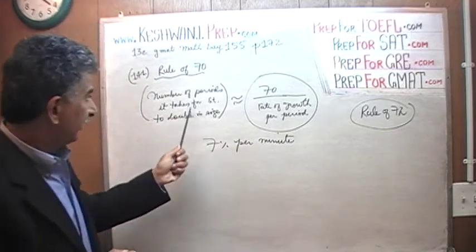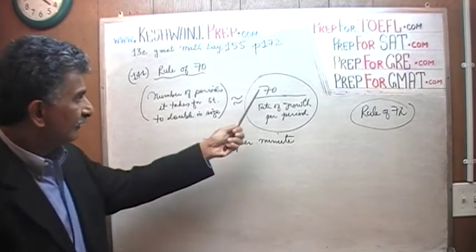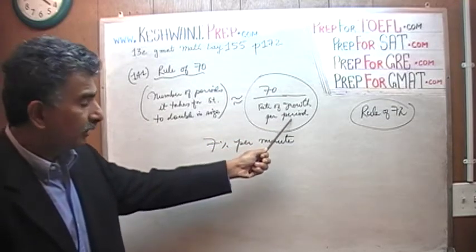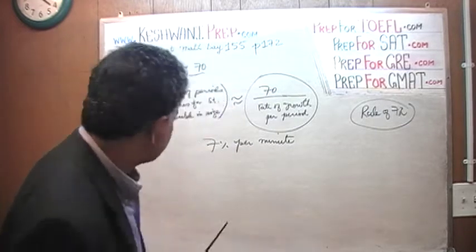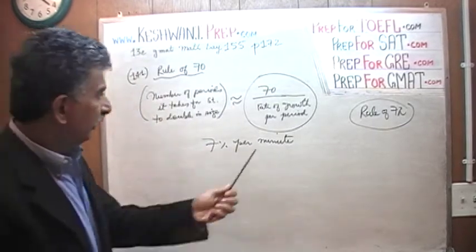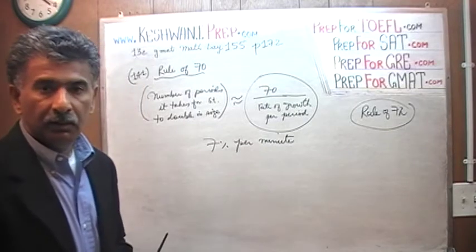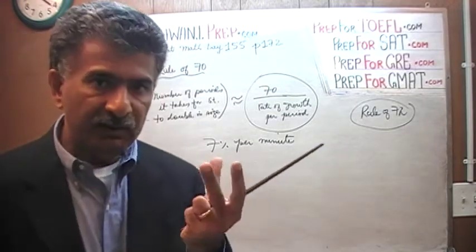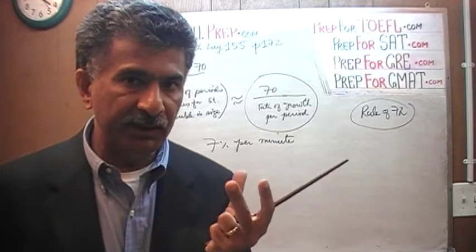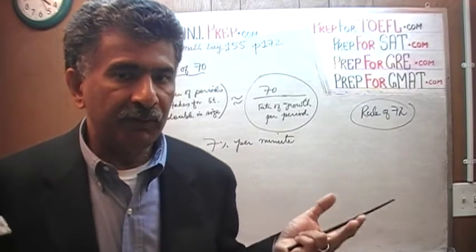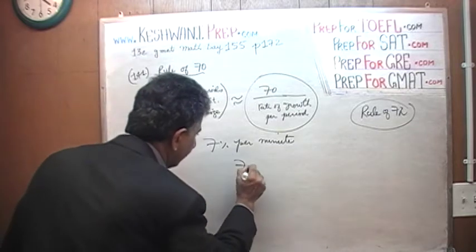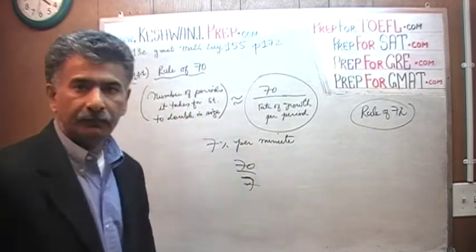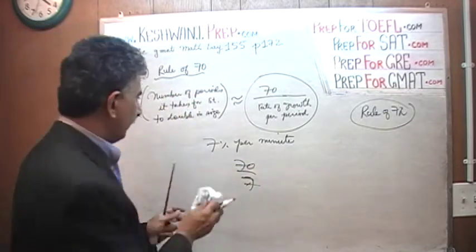Number of periods it takes for something to double in size equals 70 divided by the rate of growth per period, whatever that period happens to be. Here it is 7% per minute. That's your period. Our period here is a minute. So if that bacteria is growing at 7% per minute, how long will it take for that bacteria to double in size? Well, the answer is 10 minutes. 70 divided by 7. That's all. Let's do one more example, shall we?